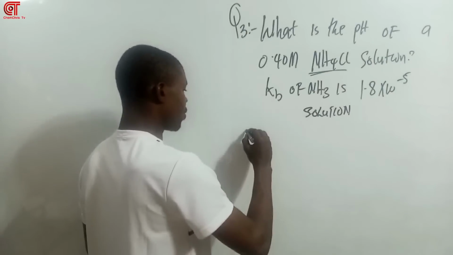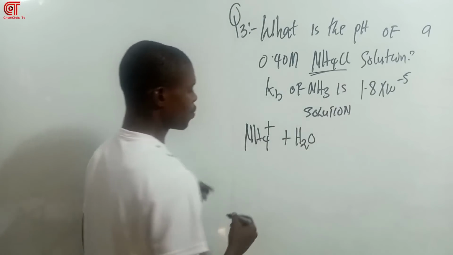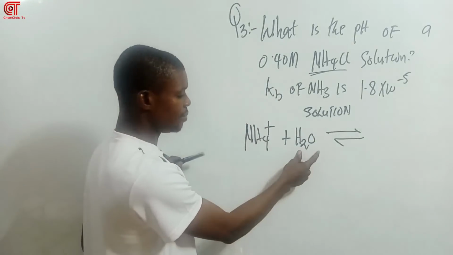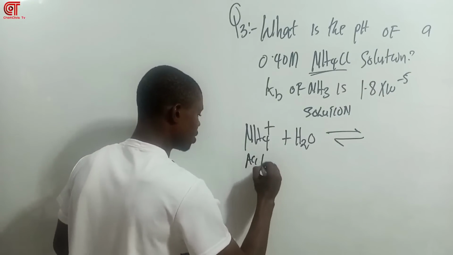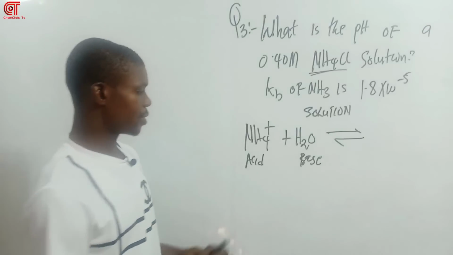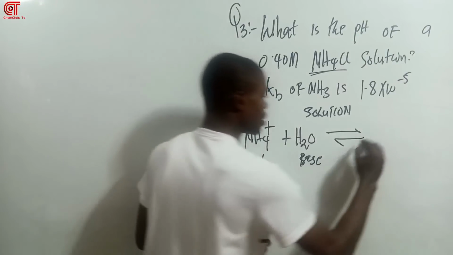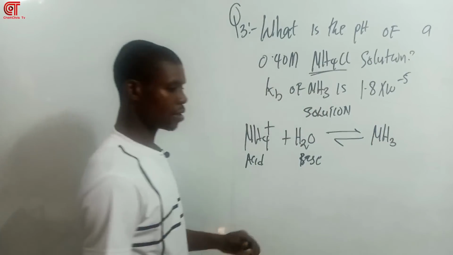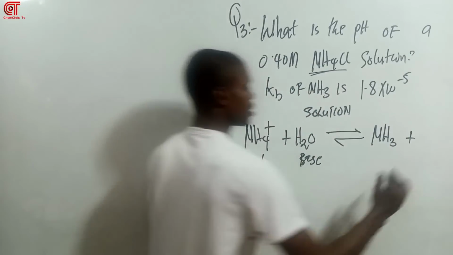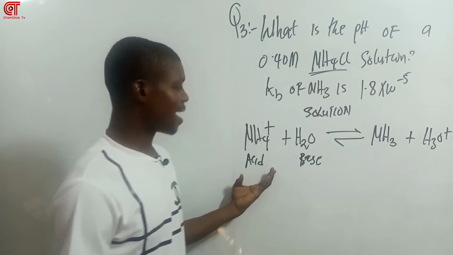So remember, when you react NH4 plus with H2O, what will happen here? This guy is my acid and this is the base, right? An acid donates a proton, while a base accepts the proton, according to the Bronsted-Lowry concept. So how many hydrogens do we have here? 4. If you lose one hydrogen, it's now going to be NH3, right? Plus, now this guy has accepted the proton, so it becomes H3O plus.